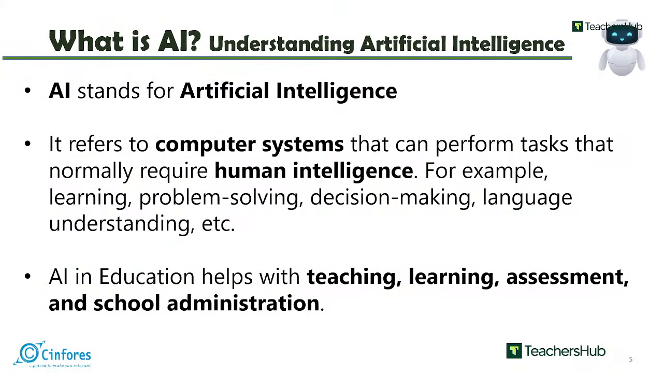Then now let's take a look at what AI really means. Understanding artificial intelligence. What is AI? We're talking about AI. What is it? AI simply means artificial intelligence. It stands for artificial intelligence. It refers to computer systems that can perform tasks that usually or normally require our own human intelligence. So AI is just computer systems that help us. That's just a simple definition.